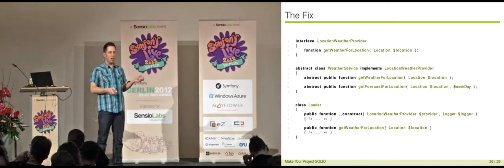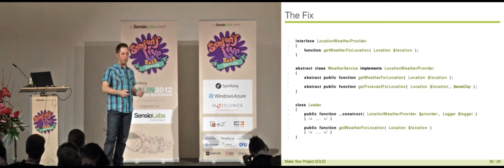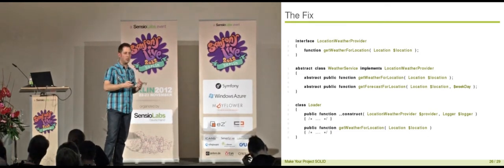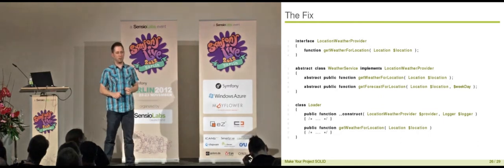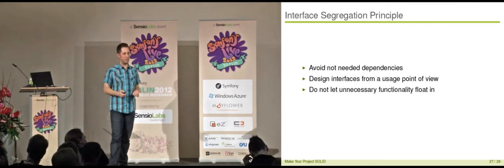So this is one of the most important applications for interfaces: to strip down concerns, to encapsulate sub-concerns of one concern of a class in order to restrict its usage. And that is what the interface segregation principle says. Avoid that people need to accept unneeded dependencies.